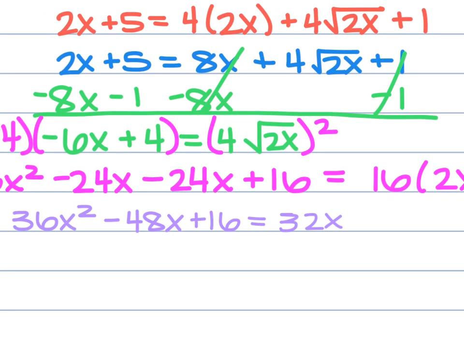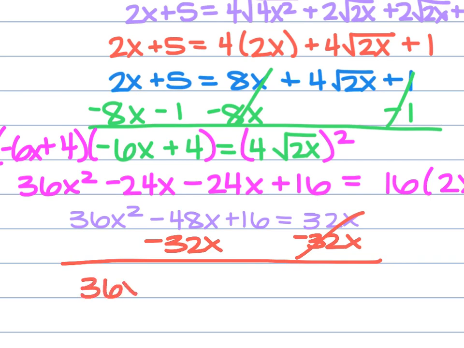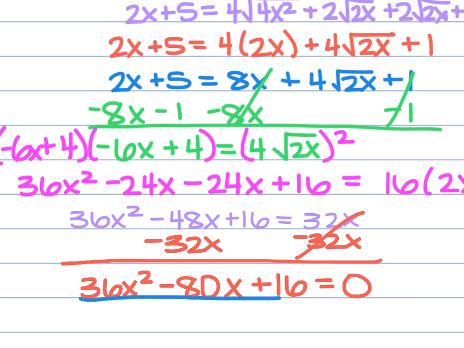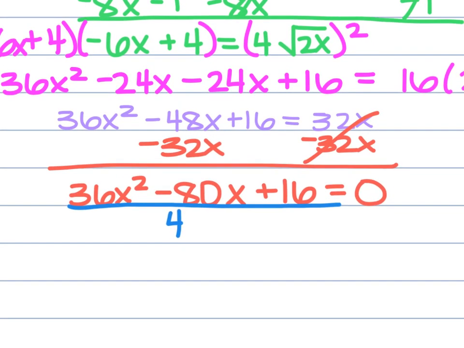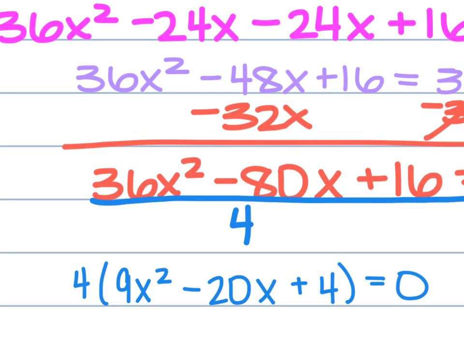So from here, we're going to move that 32x over by subtracting it. And we're going to be left with 36x squared minus 80x plus 16 is equal to 0. We have a greatest common factor here, which is 4. So we're going to factor out a 4, and we're going to be left with 4 times 9x squared minus 20x plus 4 is equal to 0. This we can factor as well.